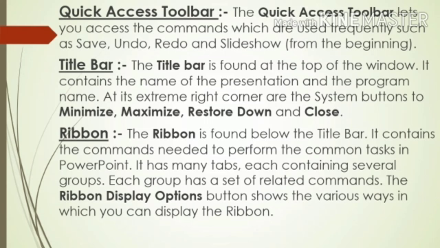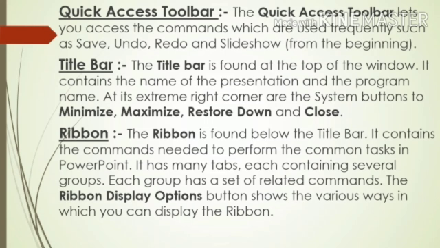First is Access Toolbar. The Access Toolbar lets us access the commands which are used frequently such as save, undo, redo and slideshow from the beginning. Second is Title Bar. The title bar is found at the top of the window. It contains the name of the presentation and the program name. At its extreme right corner are the system buttons to maximize, minimize, restore down and close.